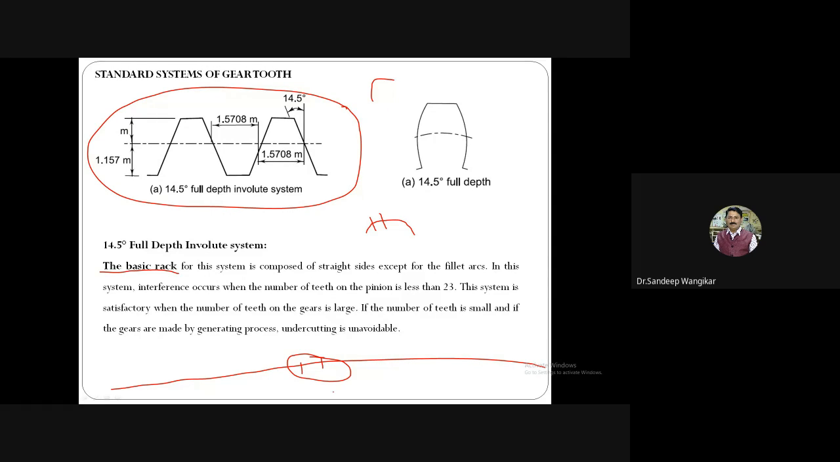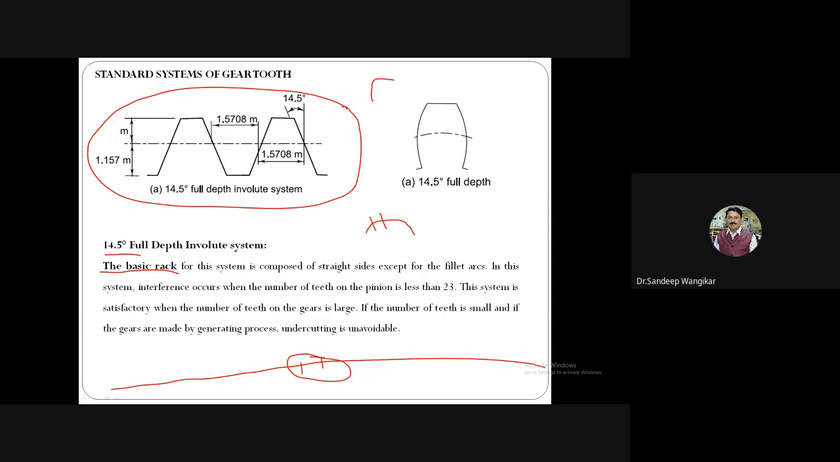The same thing happens if a gear is manufactured for such a case. The shape will not look like this. The shape will look like straight lines for the profile, and this is called the basic rack. So this is the concept of the basic rack, and based on this basic rack concept, we will be understanding three systems.